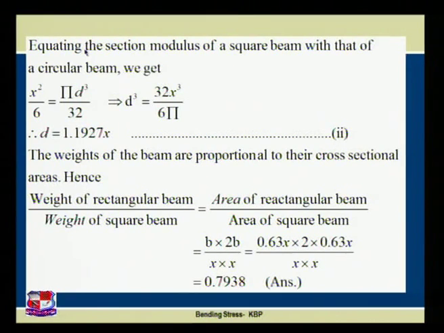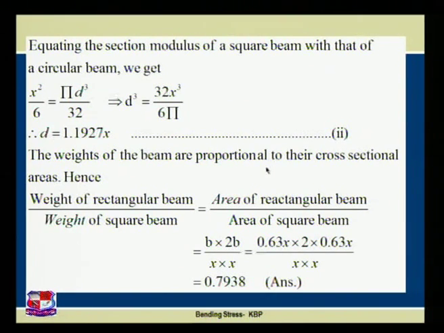Now equating the section modulus of a square beam with that of a circular beam, we got x cube by 6, the section modulus of the square section, is equal to pi by 32 D cube. So D cube is equal to 32 x cube by 6 pi. Simplifying it, we achieve D is equal to 1.1927 x. The diameter of the circular section is 1.1927 times one side of the square section.